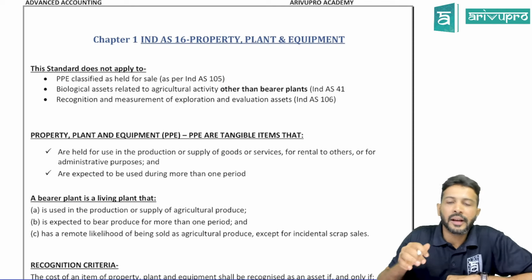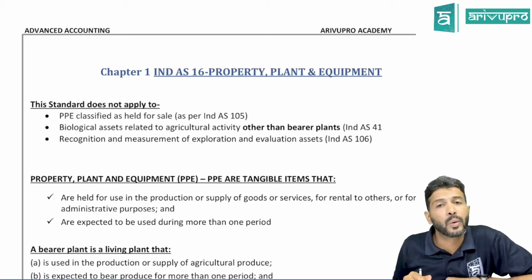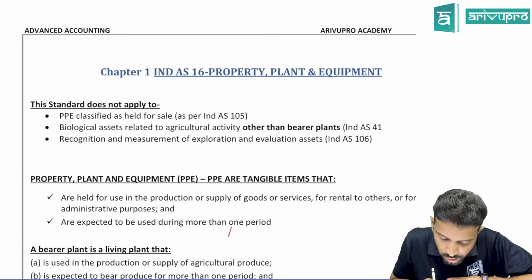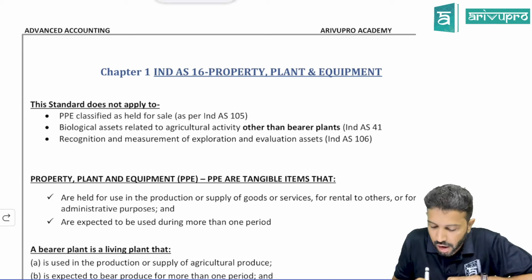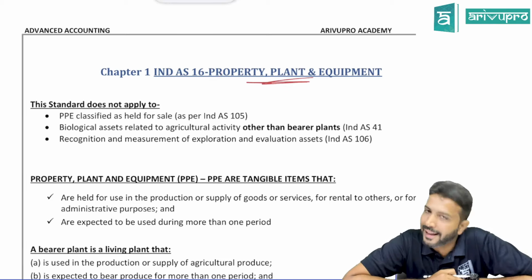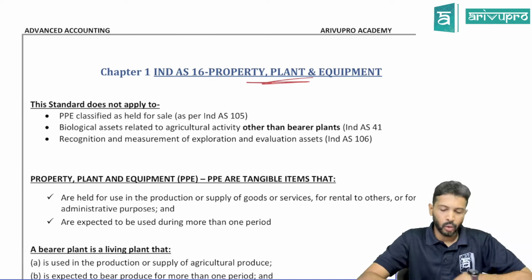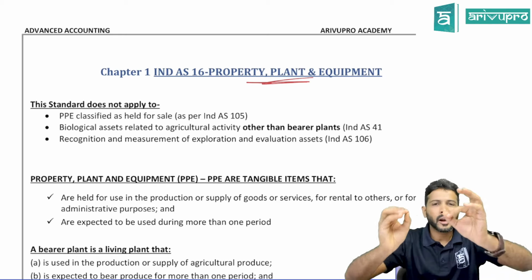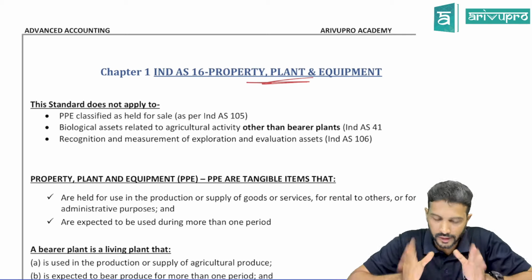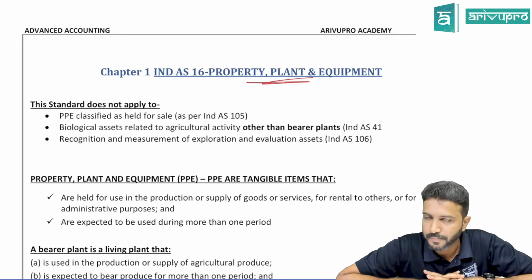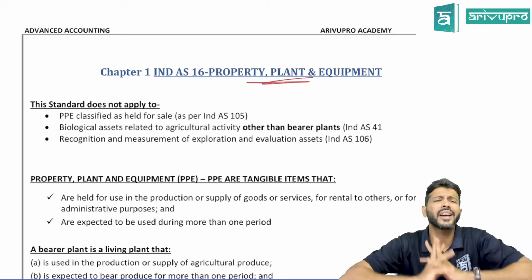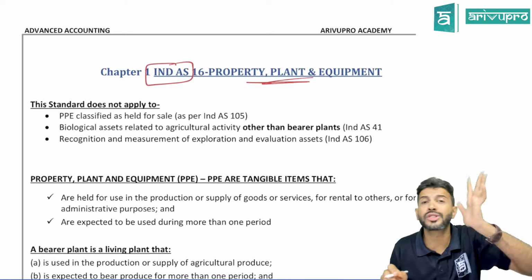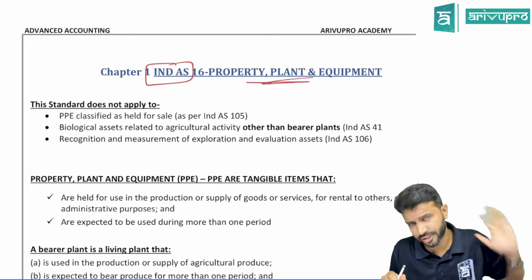Good morning, everybody. So now we'll be getting started with the first topic in our CA Final FR syllabus, which talks about IND AS 16, property, plant and equipment. Now, before I dive into this particular standard, our FR syllabus, our financial reporting paper, consists entirely of IND AS.